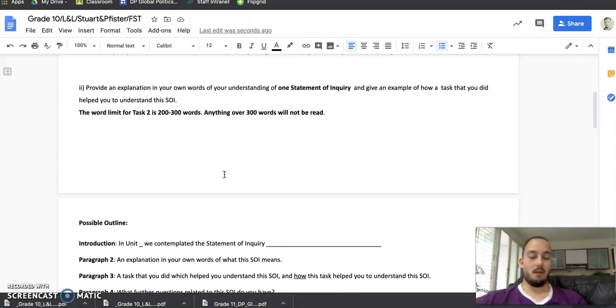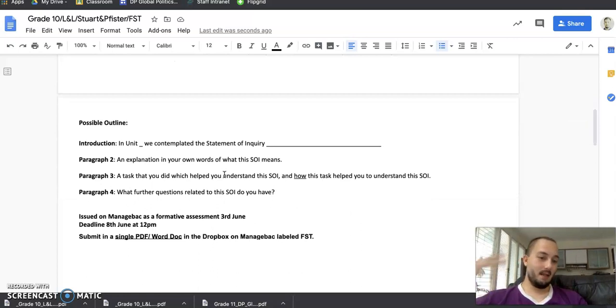The word limit is 200 to 300 words, not much at all. Don't write more than 300 words because we won't read or mark anything over 300 words. This is a structure that I would advise you use. So, introduction: in unit, whatever, we contemplated the statement of inquiry. Then explain in your own words what you think the statement of inquiry means.